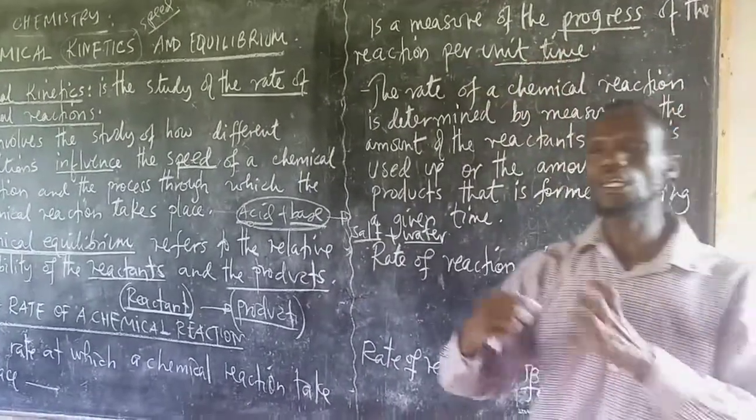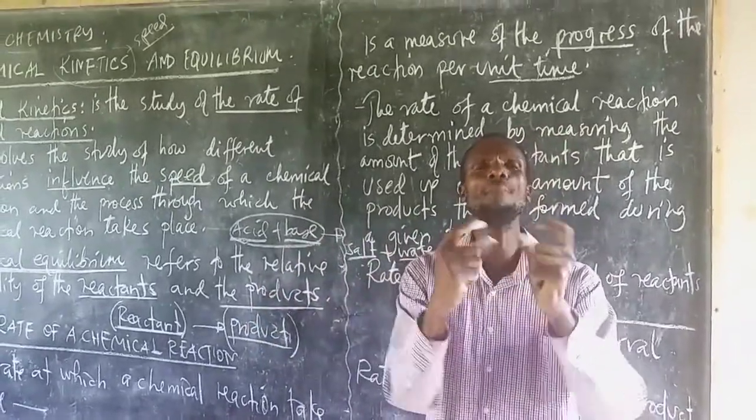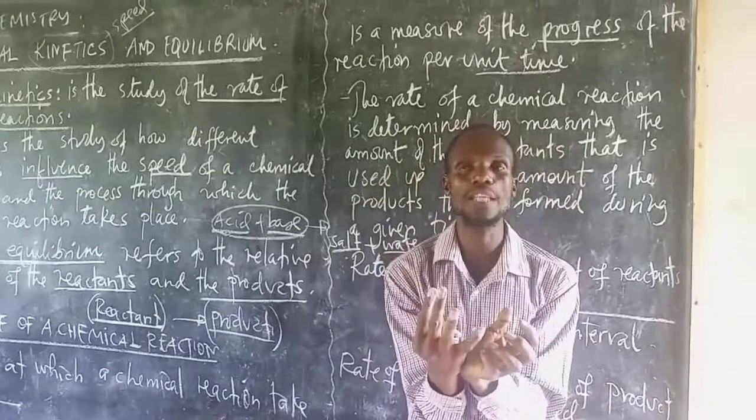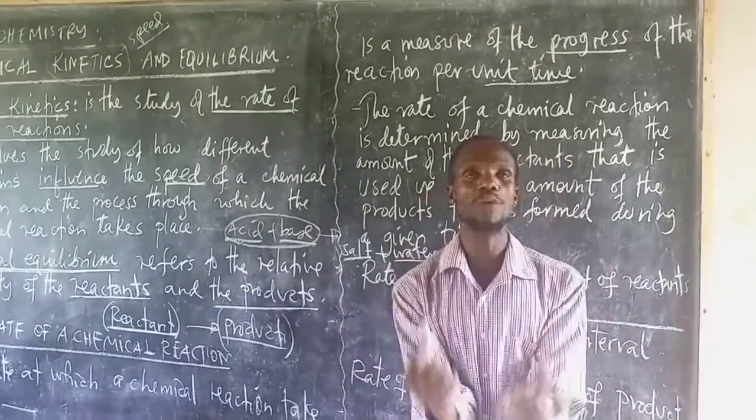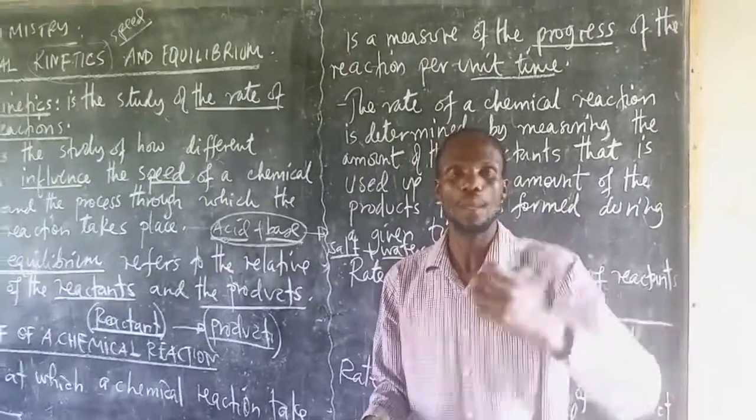Kwa ni kipimo cha mwendelezo wa reaction kwa muda ambao imetumia either reactant kuhakikisha imeisha yote au ile product kuhakikisha imetokea yote. Kwa muda ambao umetumika ndio tunaita the rate of chemical reaction.